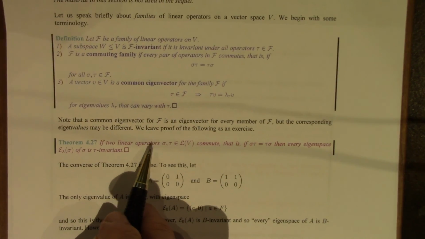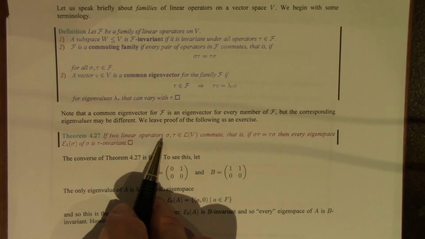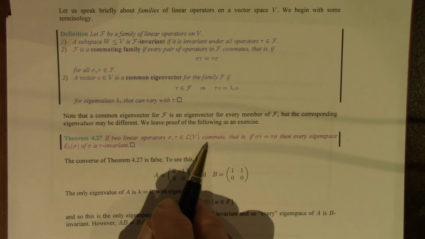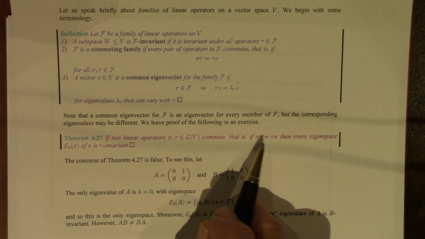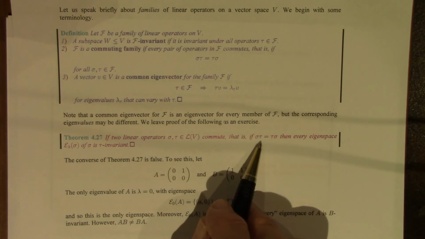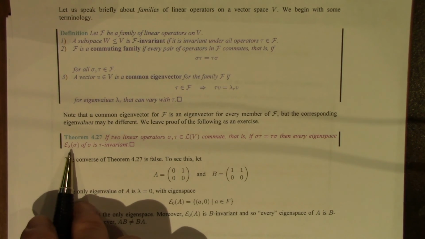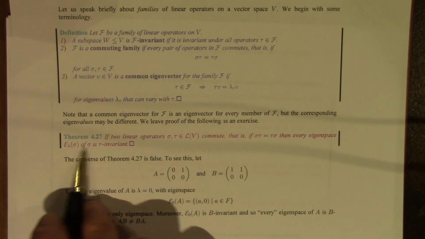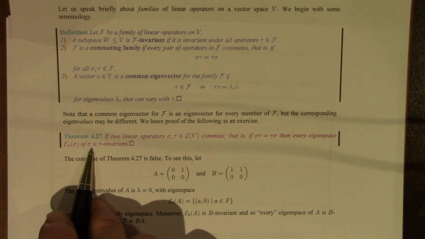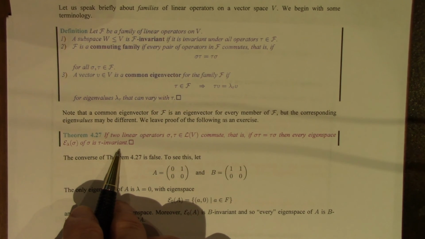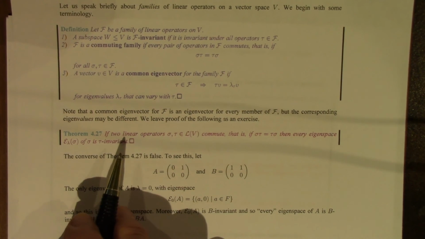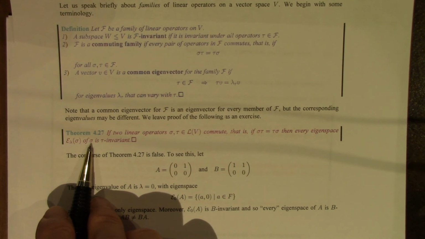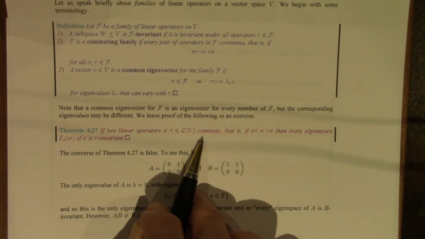Then I'm going to leave the following for you to prove as practice. If two linear operators commute, so if there's sigma and tau, sigma tau equals tau sigma, then every eigenspace of sigma, no matter what the eigenvalue is, is tau invariant. And of course there's a symmetry here, so every eigenspace for tau is sigma invariant. It's just a one or two line proof.